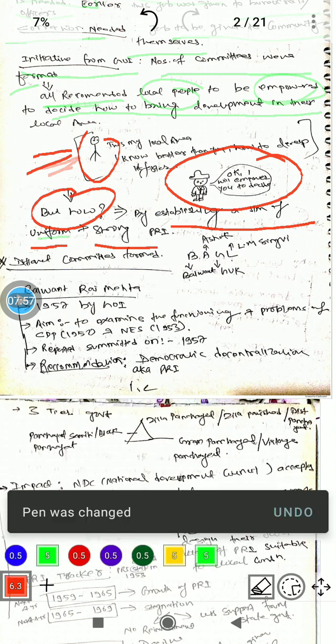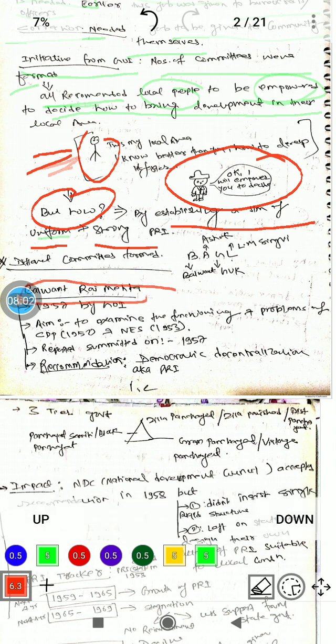The first was the Balwant Rai Mehta committee. It was constituted in 1957 by the government of India. The main aim was to examine the functioning and problems of the CDP and NES. The CDP, the Community Development Program, was run by the government in 1952, and the National Extension Scheme in 1953. So in order to examine the functioning and problems of these programs, the Balwant Rai Mehta committee was formed.